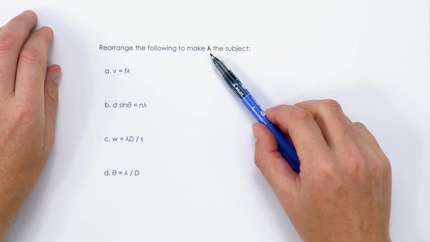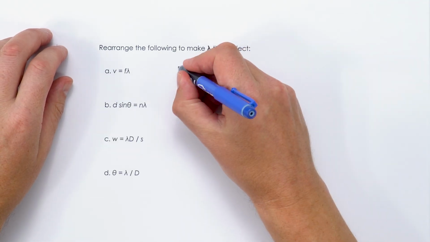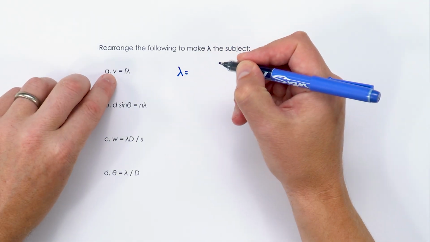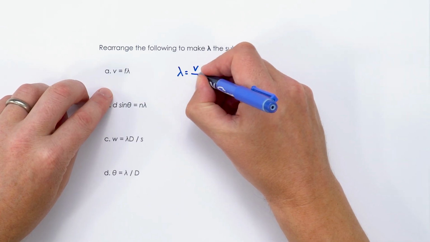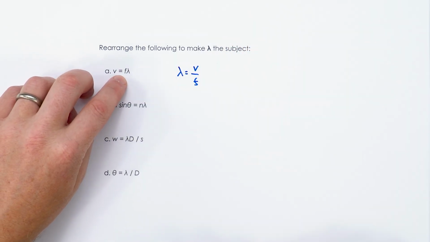Here are 4 more examples of rearranging an equation. And in this case, it's to make lambda the subject. So lambda often stands for the wavelength of a wave. For the first one, lambda is just going to be equal to v divided by f. So we've divided both sides by the frequency.